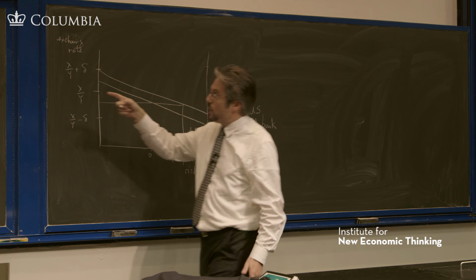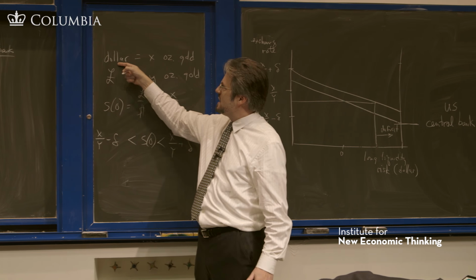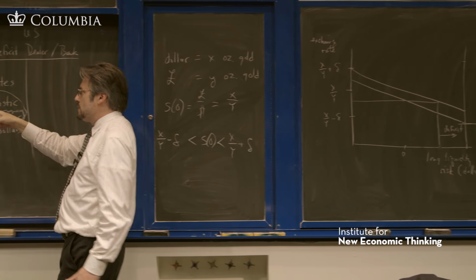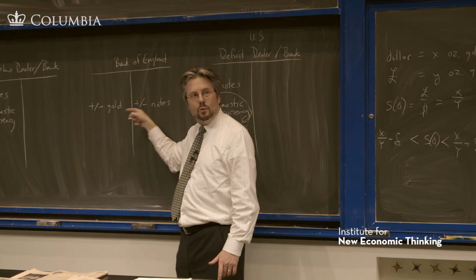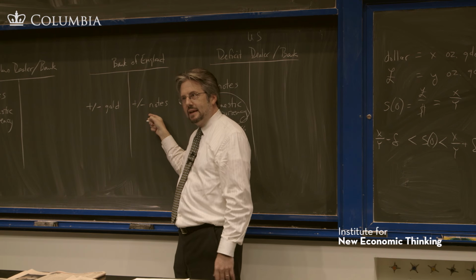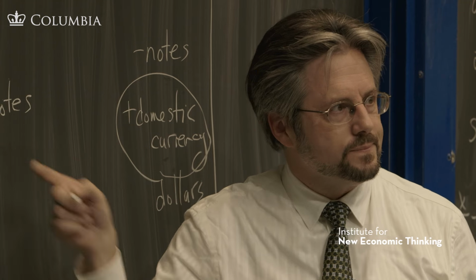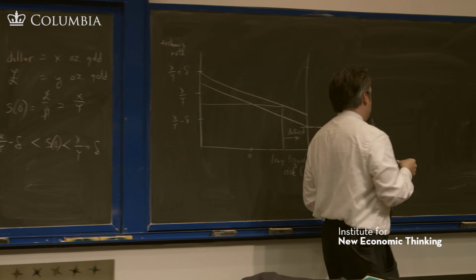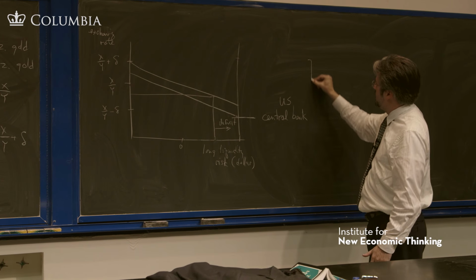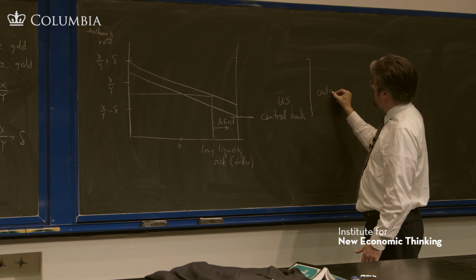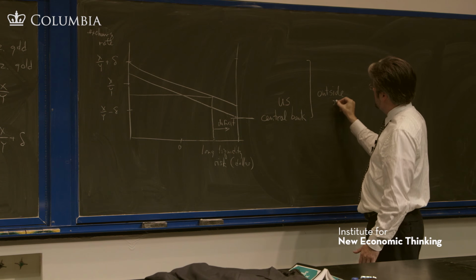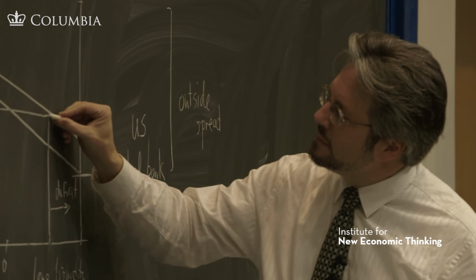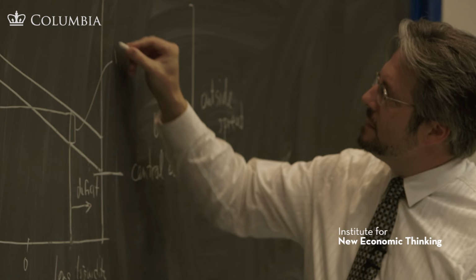Because this is a price. You can always convert your dollar inventories into gold, and gold is the international currency. You can get more notes with gold. You can send the gold to England and get sterling notes for it. That's the sense in which the gold points are a kind of outside spread for this dealer. Okay, and this here is the inside spread.